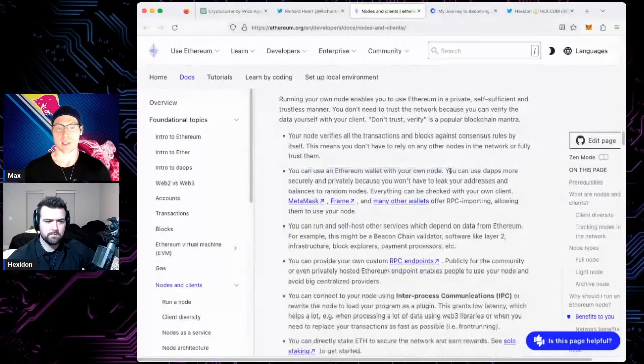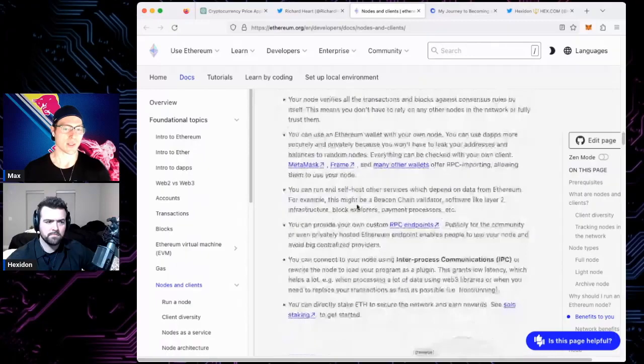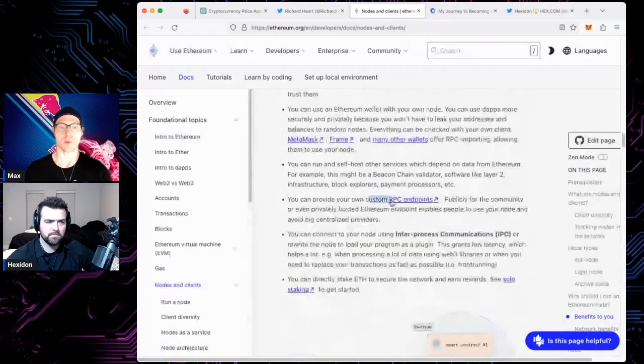And yeah, if you're worried about privacy and Infura, all that stuff, you can use dApps more securely and privately because you won't leak your addresses and balances to random nodes. So again, all your data is not getting sprinkled across the decentralized web if you run your own node and use it. You can expose your own endpoints so other people can use them, but you've got to be careful with that. Security, you've got to get that right. There are all these articles about people exposing nodes, they unlock their wallets, and people steal money from their wallets. So you've got to be careful with that.